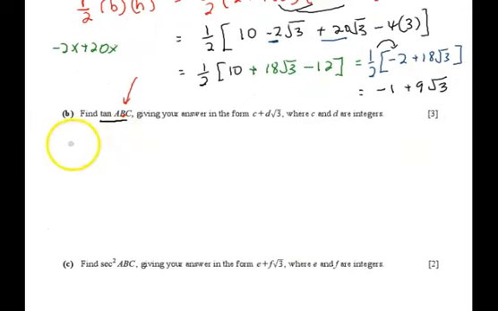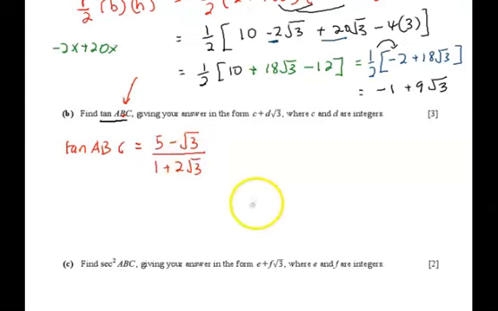So here we'll be getting tangent ABC equals the opposite. The opposite is 5 minus root 3 divided by the adjacent, which is 1 plus 2 root 3. For surds we cannot leave our denominator in a surd form, so we have to multiply with its conjugate. So we just have to copy the whole thing, and we multiply with the negative. This is what we call a conjugate.